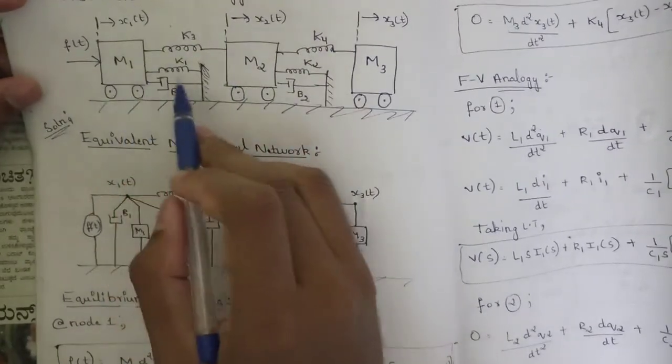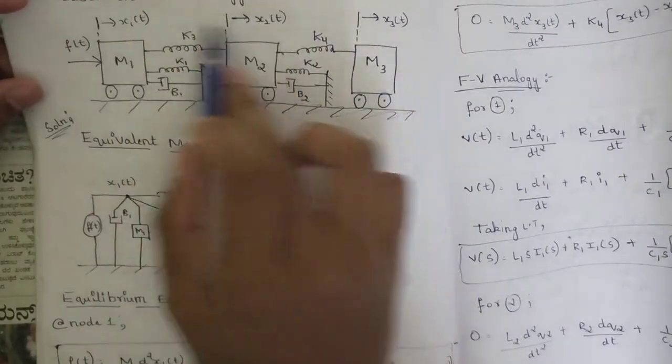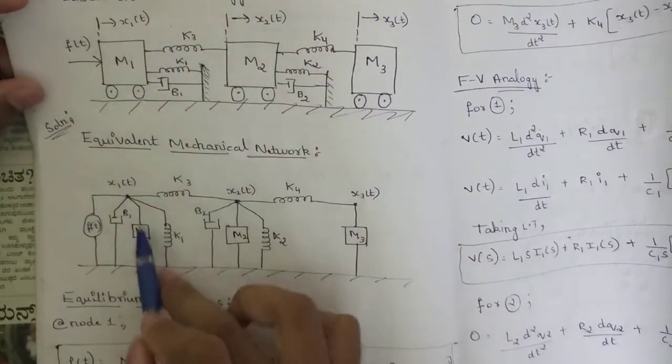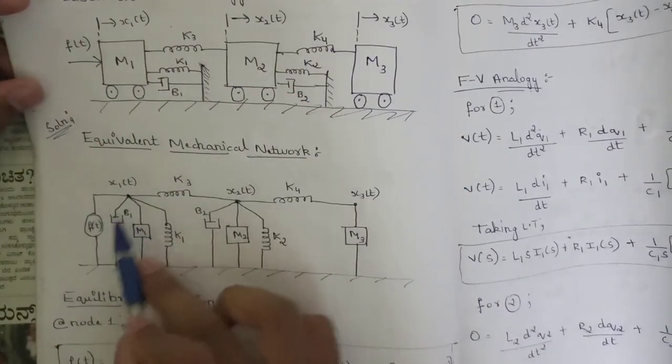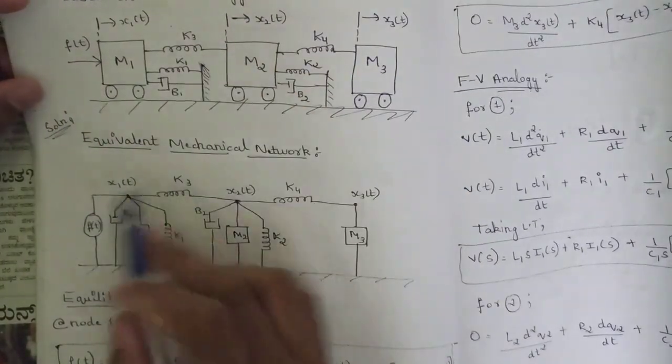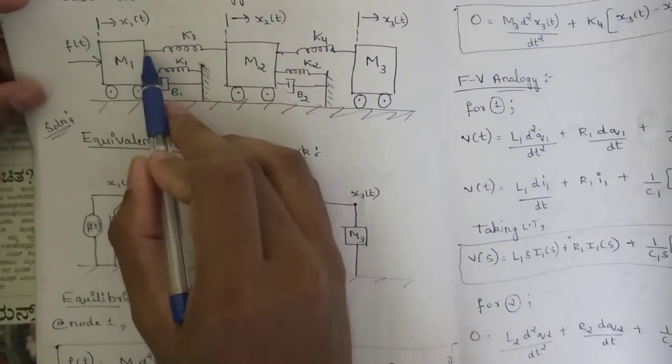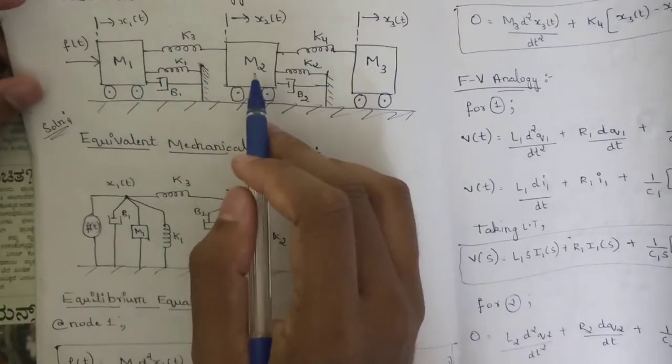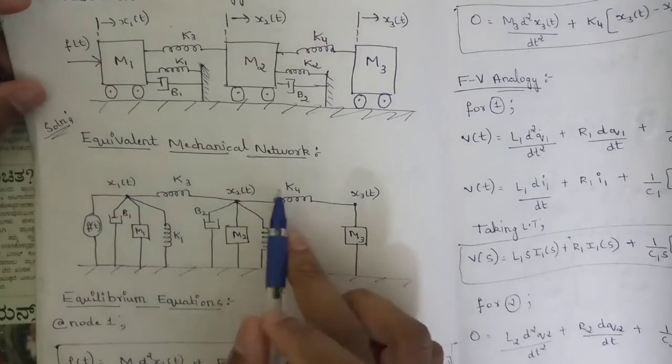So that's why this b1 will not lie between these two displacements x1 and x2, it is only for x1. Similarly k1 also is for x1. Then we can see that this k3 is attached between m1 and m2. Okay, so that's why this k3 lies between x1 and x2.